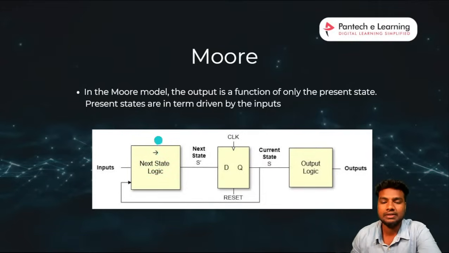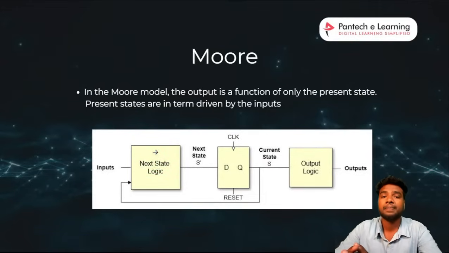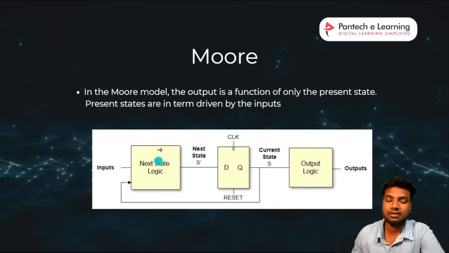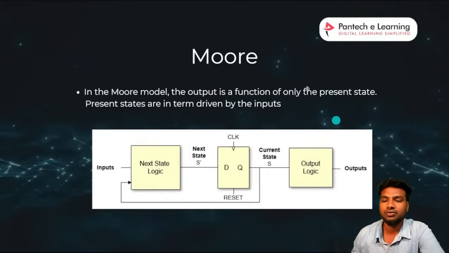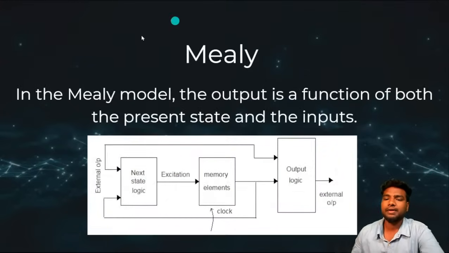In this block we are writing the logic to move to the next state, but this next state logic depends only on the current state and inputs. So we can say this is the Moore logic, and then we'll move to the Mealy.